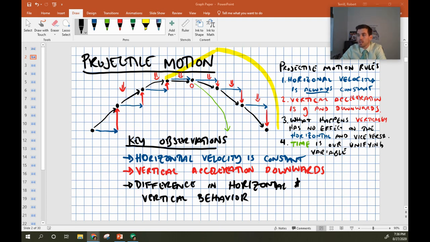Finally, our last rule is that time is our unifying variable. The amount of time that the ball is in the air is determined by the vertical equations and the vertical velocity. But the minute that it hits the ground vertically, it's going to stop moving in projectile motion horizontally as well. So when you're doing problems in projectile motion, you will almost always solve a vertical problem first in order to solve for the time that determines how long it's in the air. And then you'll use that time to figure out how far it's able to go in the horizontal direction. All right, that finishes our projectile motion observations and rules.